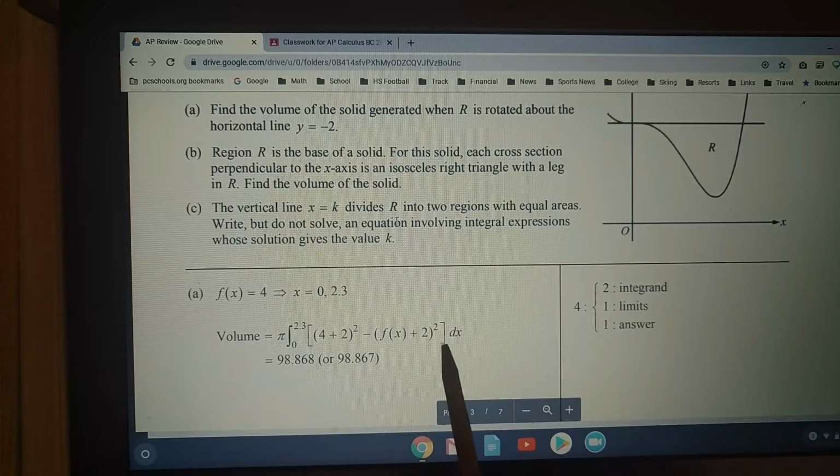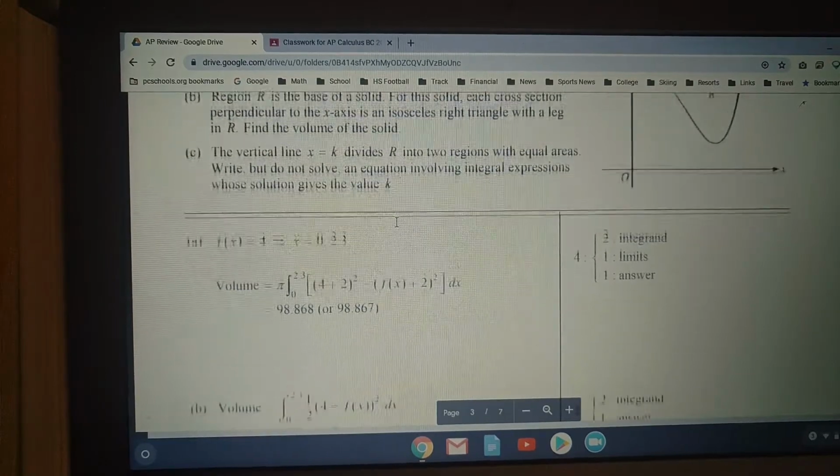So that integrand gets you 2 points. If you only have one part of this correct, you could get 1 of the points. Then you get a point for the correct limits. That's going from 0 to 2.3. That gets you another point. And then if you actually evaluate correctly, which means you have to remember to multiply by pi and know how to enter it in your calculator correctly and get this value, you get a 4th point.